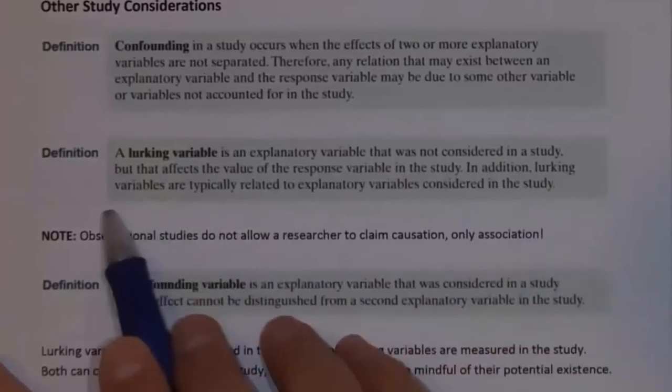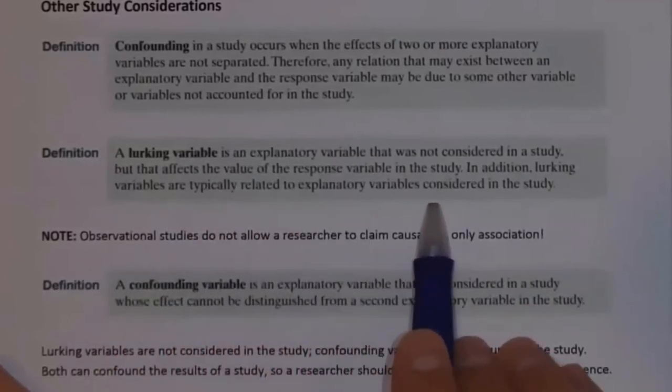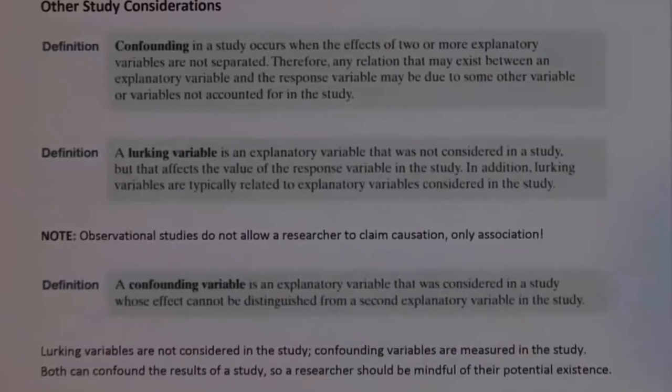In addition, lurking variables are typically related to explanatory variables considered in the study. So again, if there's some other variable that we didn't take into consideration in our study that may influence the value of the response variable, then that's called a lurking variable. So we might make a flaw in our study, and we might then end up with an incorrect conclusion. We think that radiation's causing brain tumors, but maybe it's actually this lurking variable that we didn't consider that's really causing the brain tumor. So we have to worry about that.